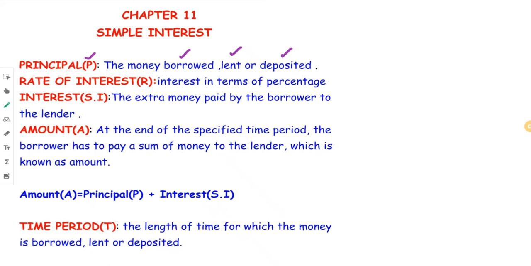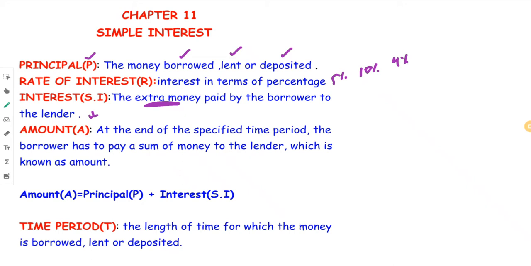Rate of interest, R. Remember, it will always be in terms of percentage, maybe 5%, right? Maybe you lend the money to your friend at a rate of 5%, maybe you borrow at the rate of 10%. Maybe you deposit it in a bank and the bank says they will give you a rate of 4%. Interest: the extra money paid by the borrower to the lender. The extra money, remember this.